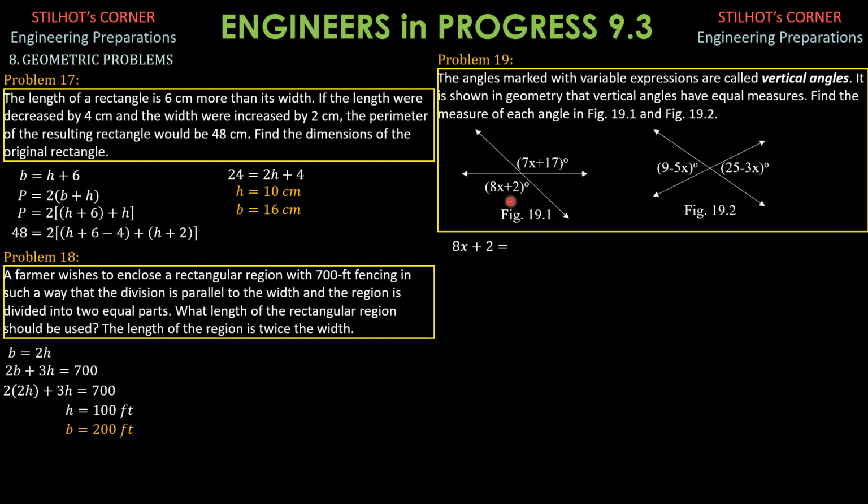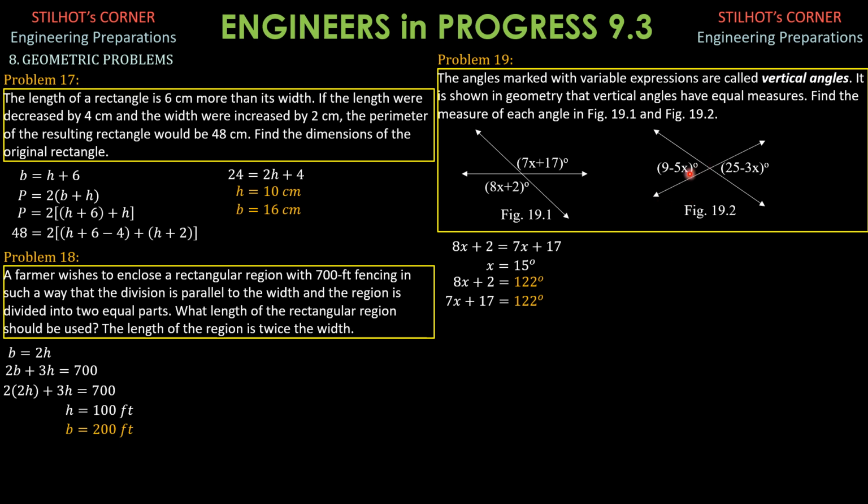So here 8x plus 2 equals 7x plus 17. So 8x minus 7x is x. 17 minus 2 is 15. So x is 15 degrees. Therefore, the measure of each vertical angle here would be 8 times 15, that is 120 plus 2, so 122 degrees. Likewise, 7 times 15 plus 17. 7 times 15 is 105 plus 17, 122 degrees also.